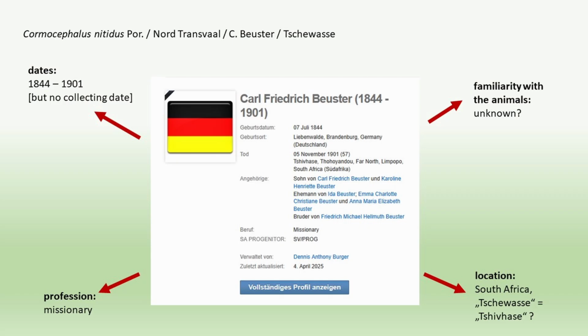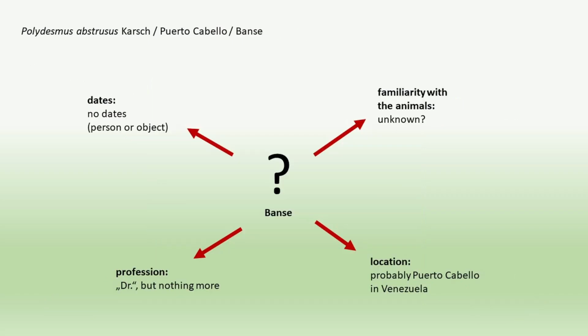And finally, these are the problem ones. At some point, you just have to say, sorry, guys, that's all we know. So we know there's someone called Bance. He was a doctor, so he was educated, but we don't have any dates for him at the moment. We don't know what animals he was interested in or what he collected.